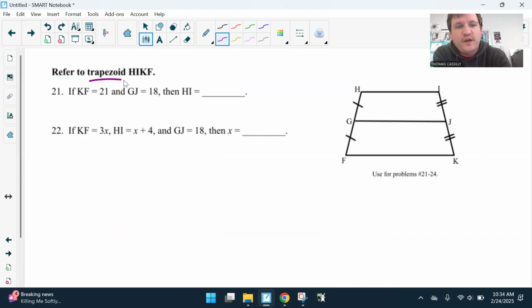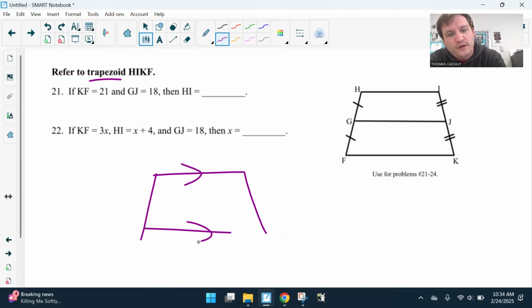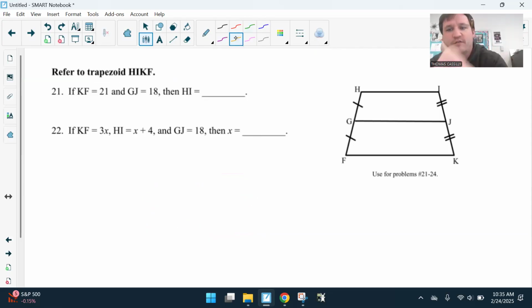So again, this is a trapezoid. A trapezoid is not a parallelogram. This is kind of the only non-parallelogram we really talked about. We didn't talk about kites too much. So what do we know about a trapezoid? The top and the bottom segments are parallel. The left and the right are not parallel. Or I should say exactly one pair of opposite sides are parallel. Now, if it's an isosceles trapezoid, then the two legs are going to be congruent. We don't know that second part. All we know is that the bases are parallel.